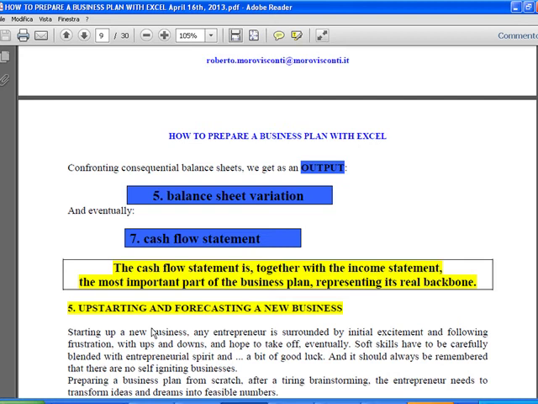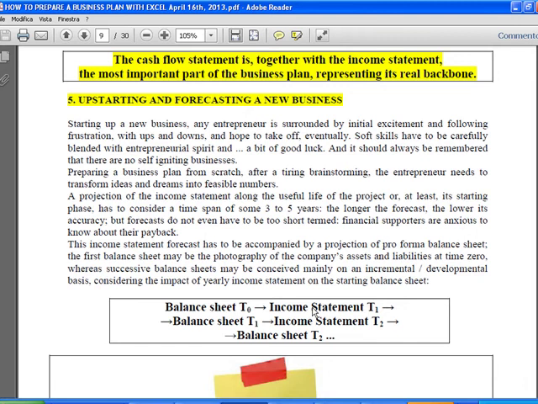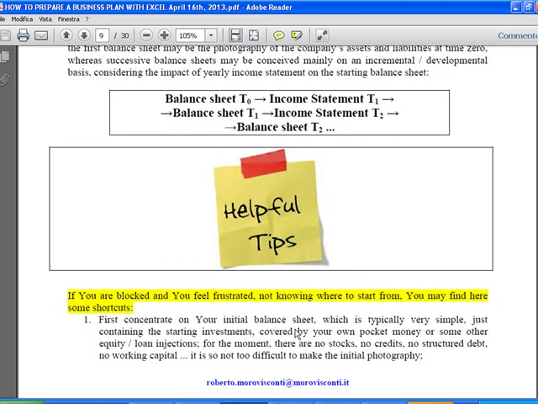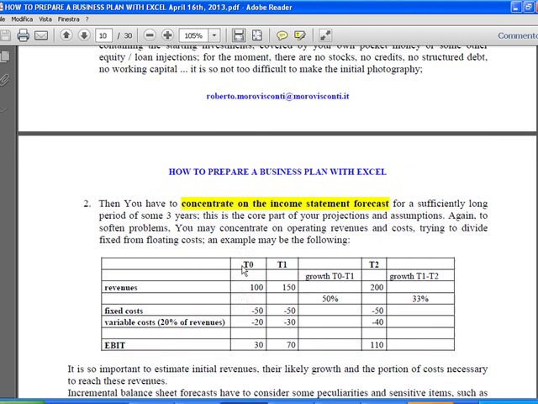You also have to start up and forecast a new business with ideas. You start from the balance sheet at T0, then you go to the income statement of the next year, then the balance sheet of the following year, then the income statement, and so on. Again, you have some helpful tips. If you are blocked and frustrated with your business planning, you have to concentrate on the initial balance sheet, which is typically very simple. Then prepare a profit and loss or income statement, and then go on, concentrate on the income statement forecast.